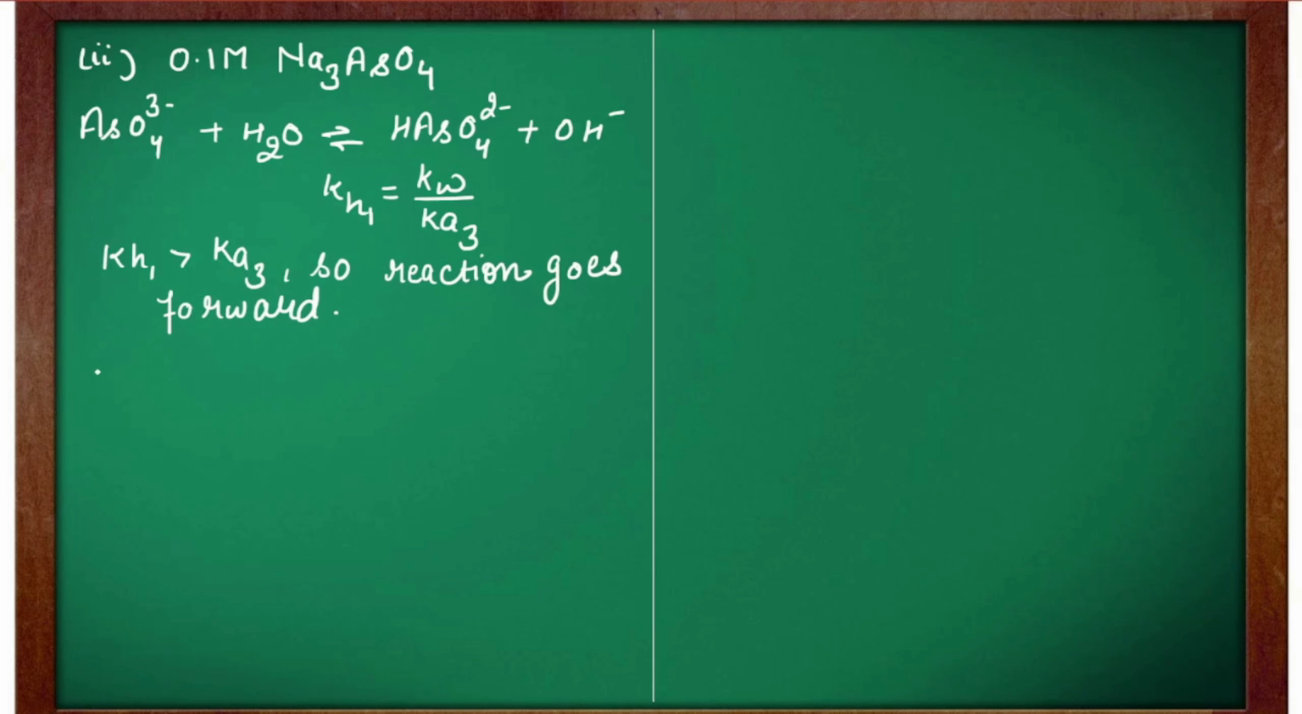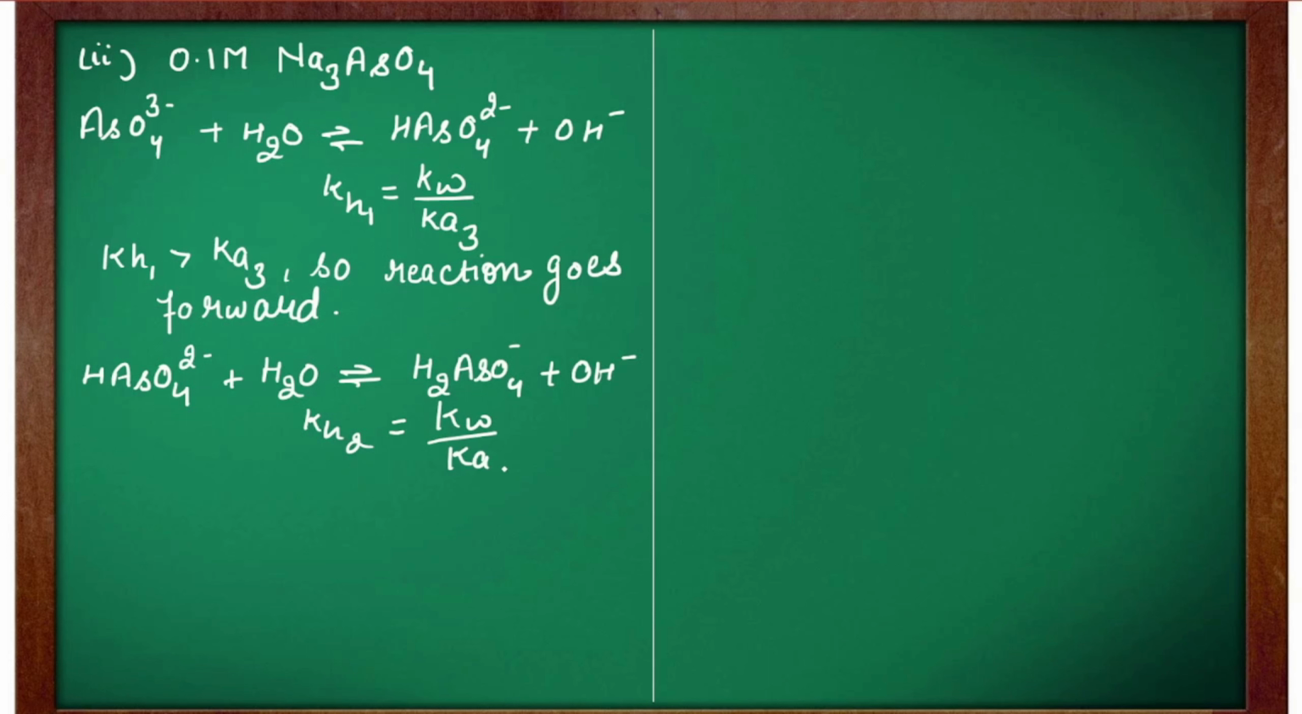Arsenic acid dissociates in 3 steps. The first hydrolysis step is hydrolysis of arsenate into hydrogen arsenate and hydroxide ion. Hydrogen arsenate hydrolyses into dihydrogen arsenate and hydroxide ion. Dihydrogen arsenate hydrolyses into arsenic acid and hydroxide ion.